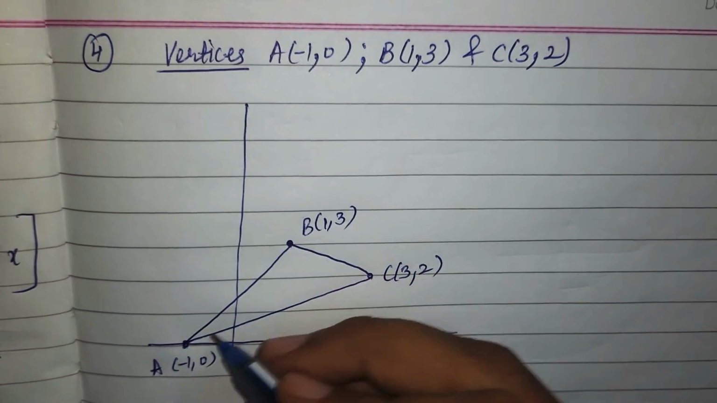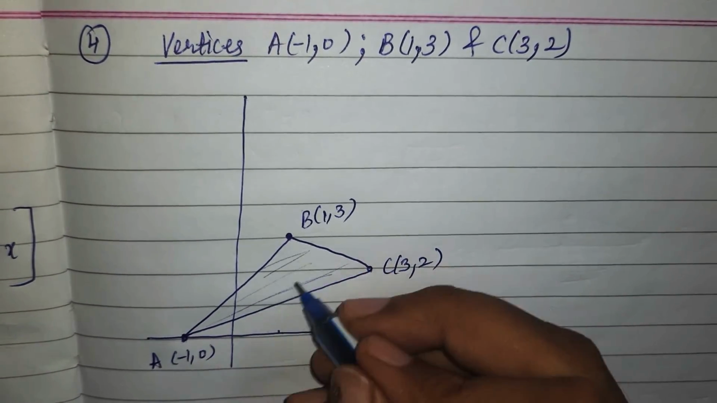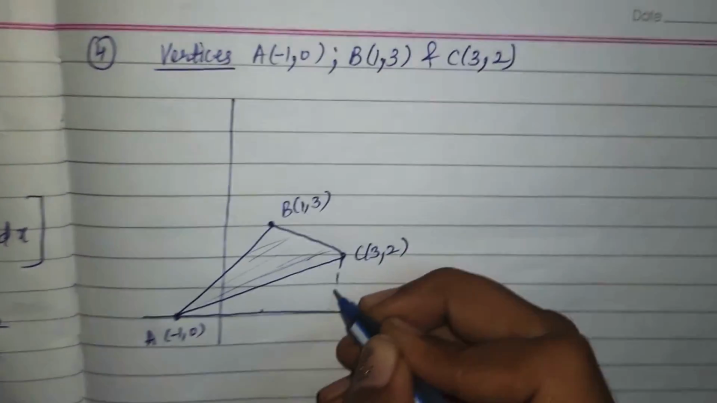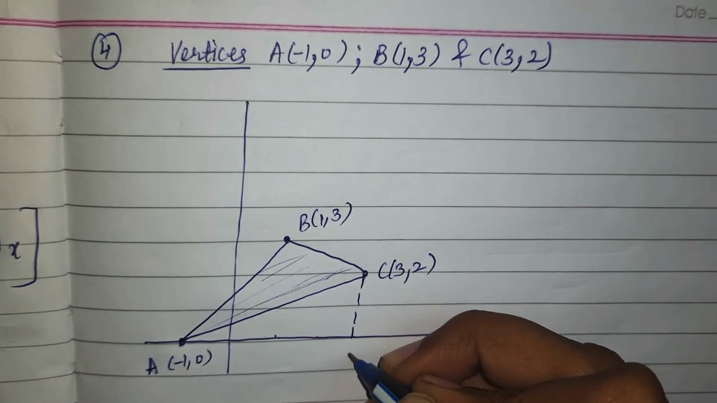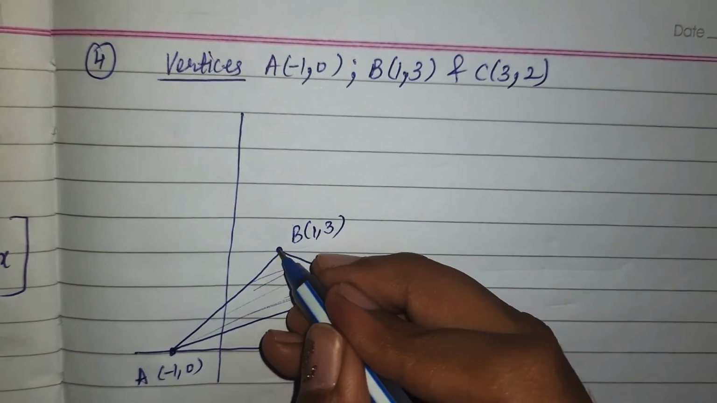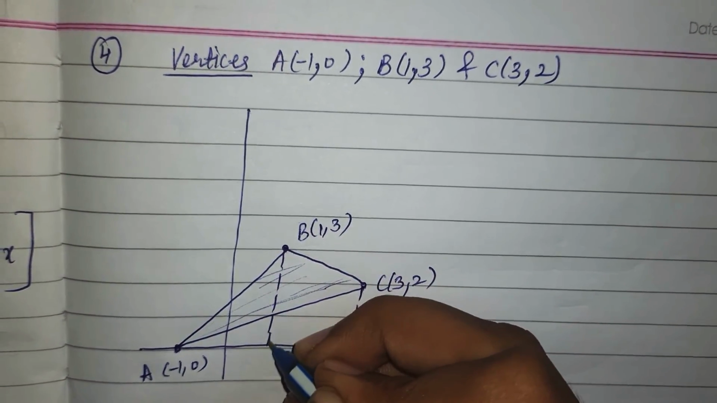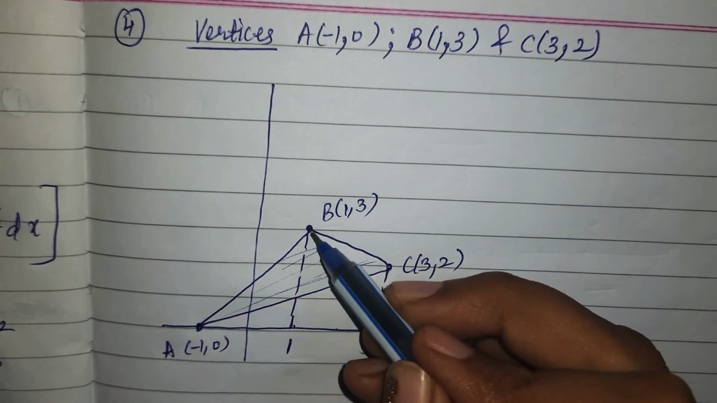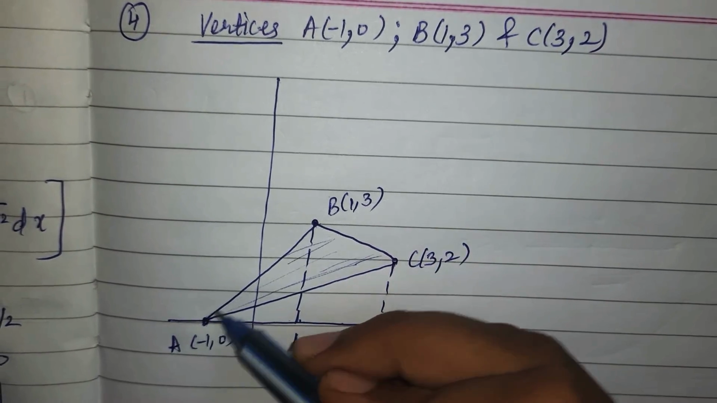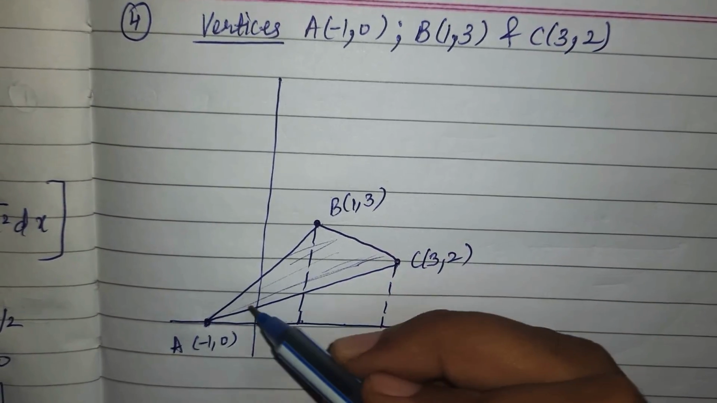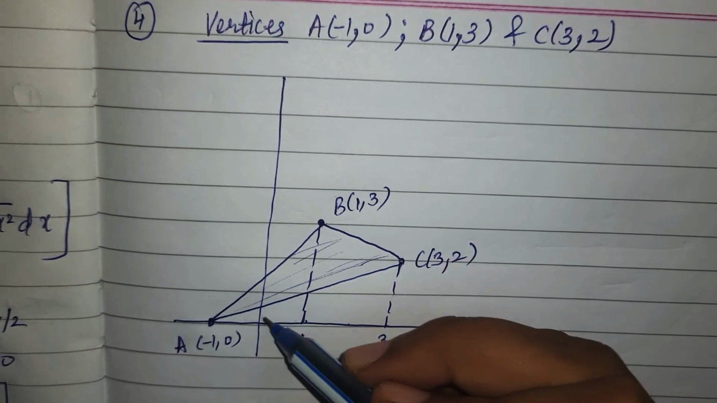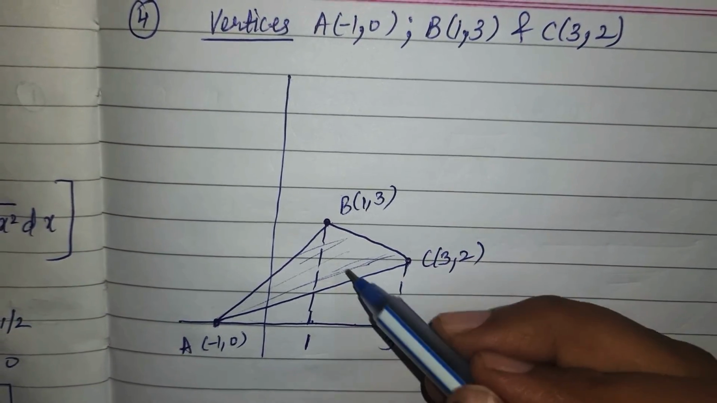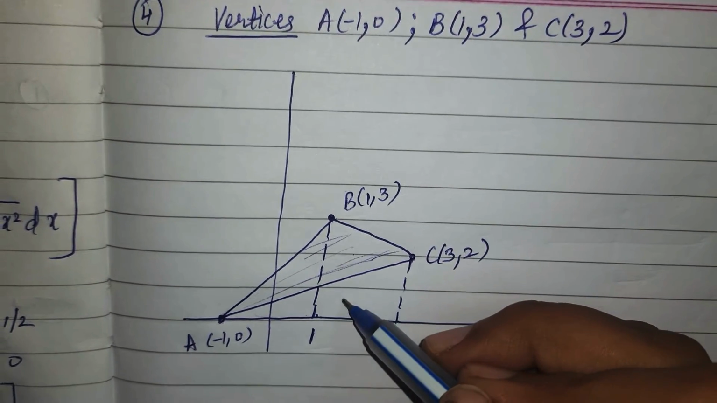Now, how to calculate this triangle's area? See, this will be your x at 3, and this will become 1. Now what is the equation of this line? This line is bounded by the x-axis, so it will take this area also. Whenever I am taking line BC, it will be bounded by the x-axis, so it will take this area also, this area also.